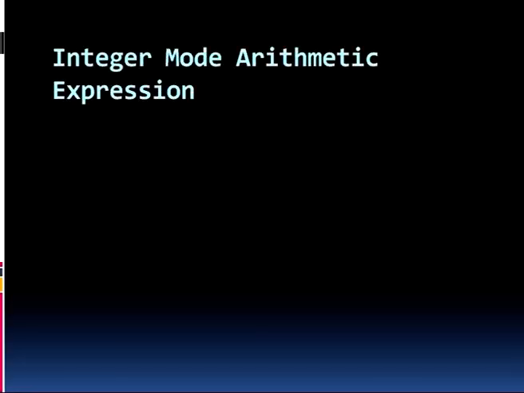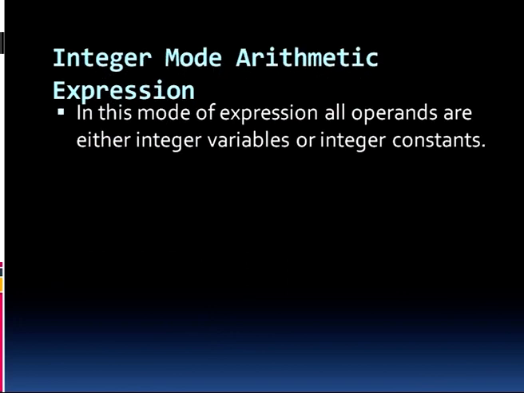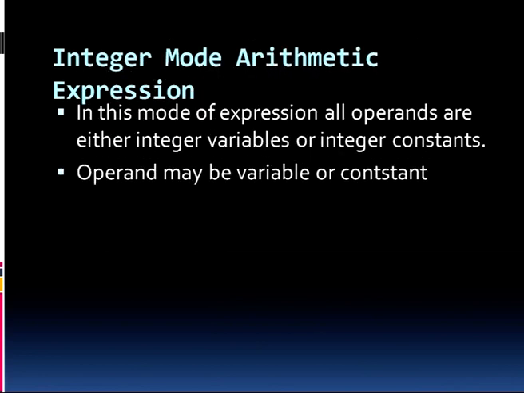Integer mode arithmetic expression. In this mode of expression, all the operands are of integer data type. Operands may be variables or constants. For example, we declare three variables, int a, b, c, and then we use c equals a plus b. This is an integer mode arithmetic expression because both the operands are of integer data type.